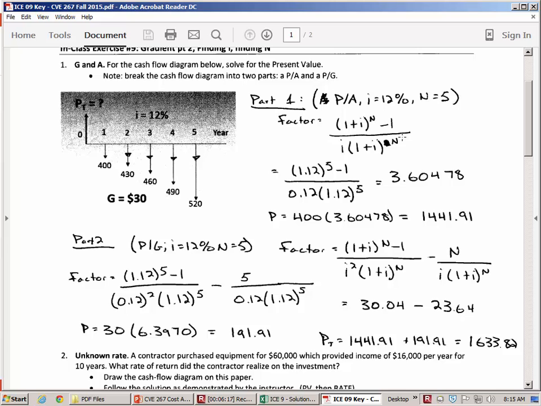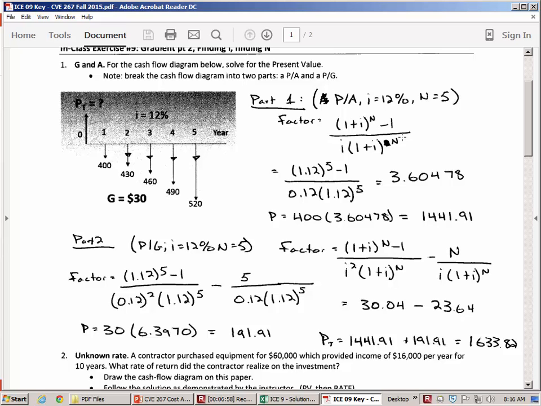What if it was 400, 400, 430, 460, 490, and this is year 1, 2, 3, 4, 5. So that could be a bit tricky, because in this case the gradient is not starting at year 0, because we have 2 years where there's no gradient, and then we start seeing evidence of it in year 3, 4, 5.